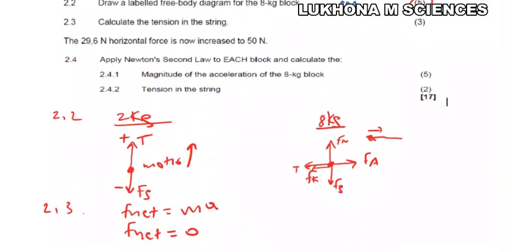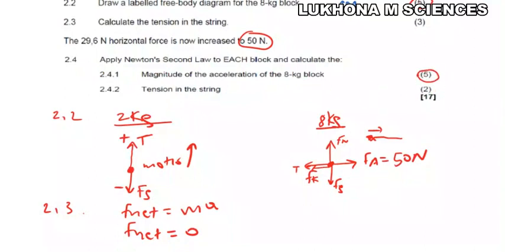Another question says the 29,6 newtons horizontal force is now increased to 50, which means the force applied now is 50. Meaning that it was moving at constant speed, it will now accelerate because the force applied is increased. It will accelerate in this direction. So they say 2.4, apply Newton's second law to each block and calculate the magnitude of acceleration of the 8 kg block, 5 marks.